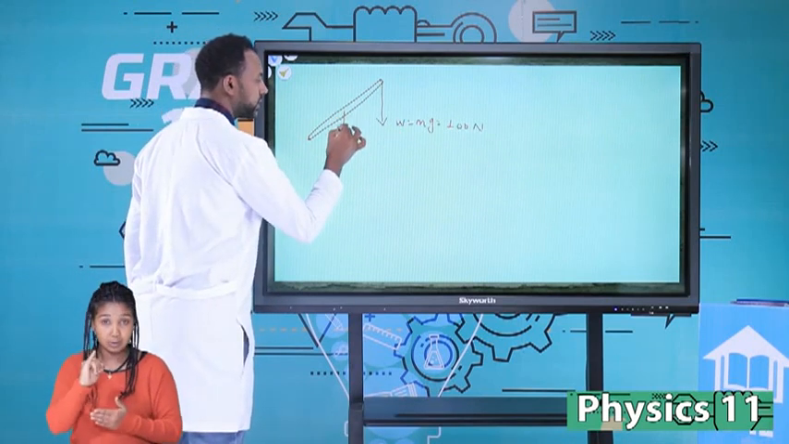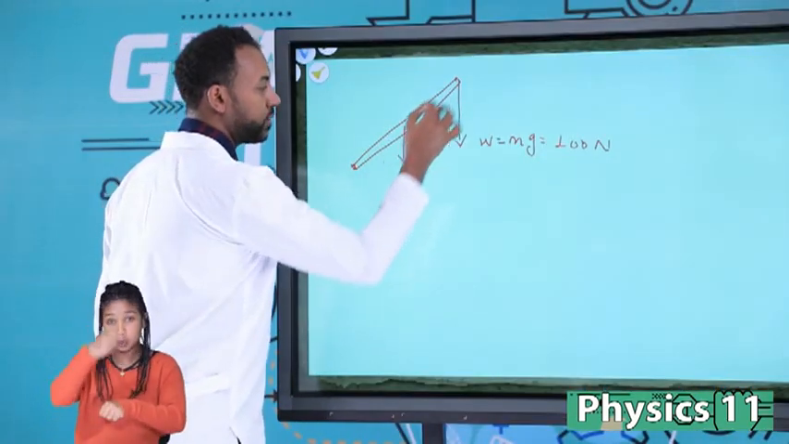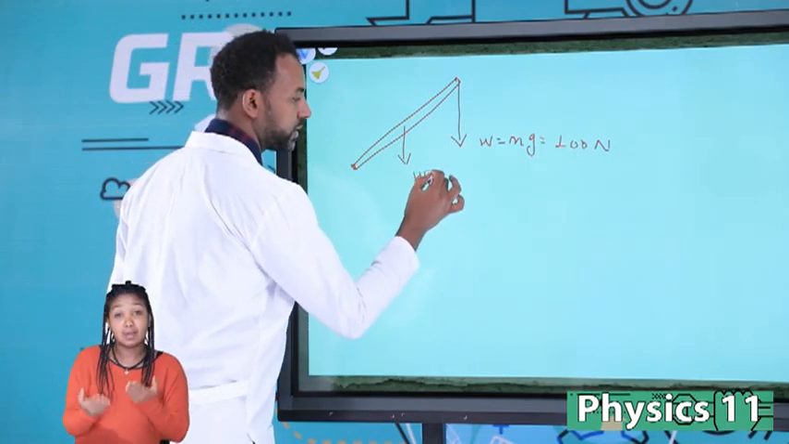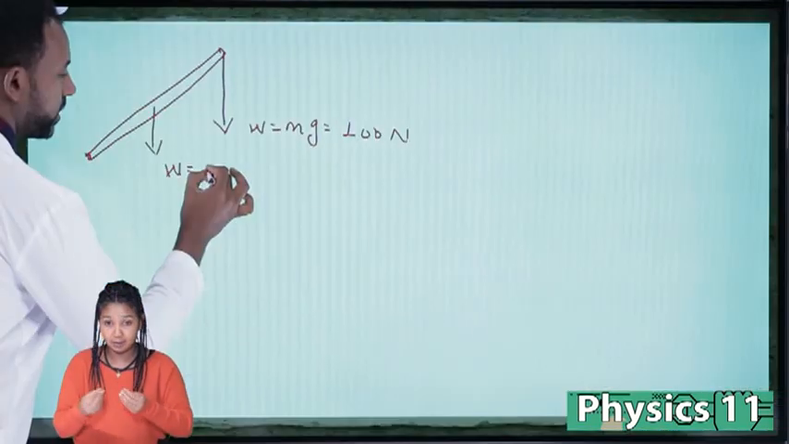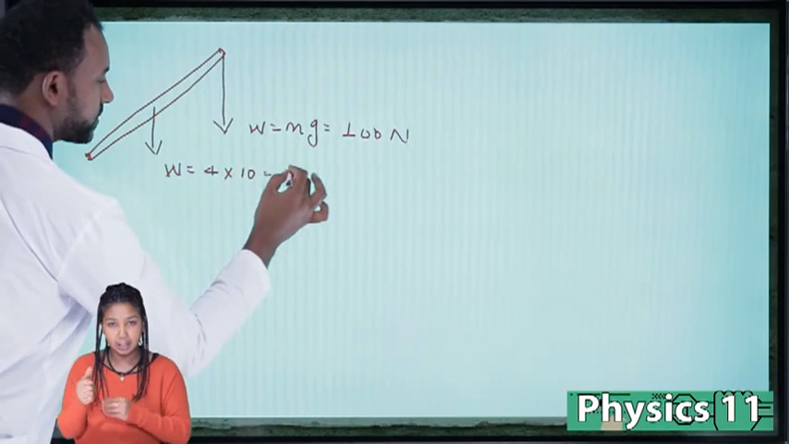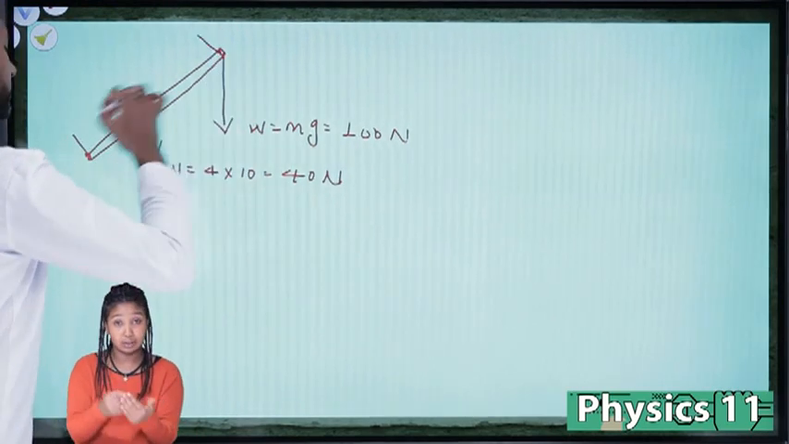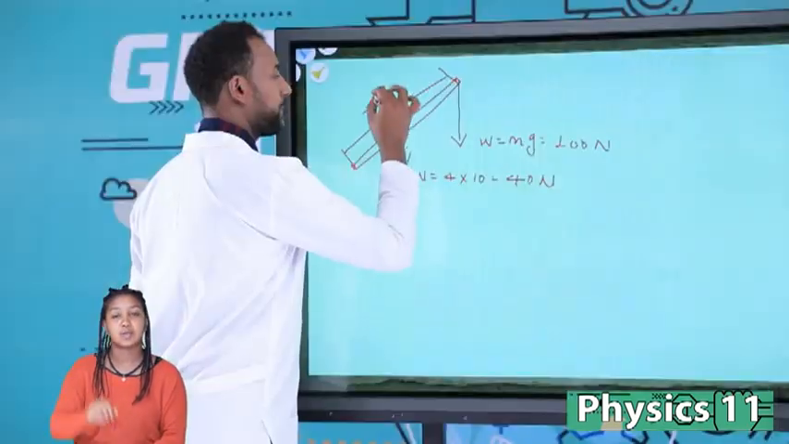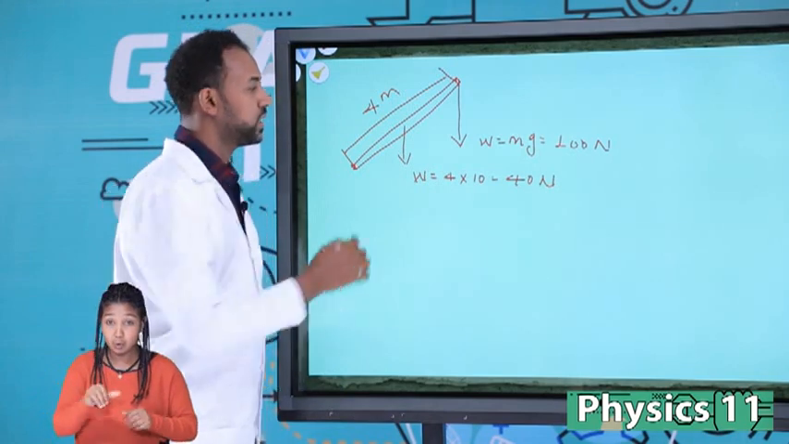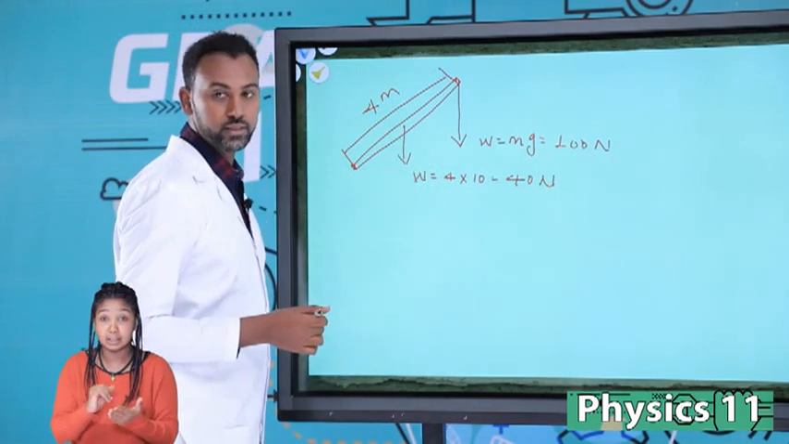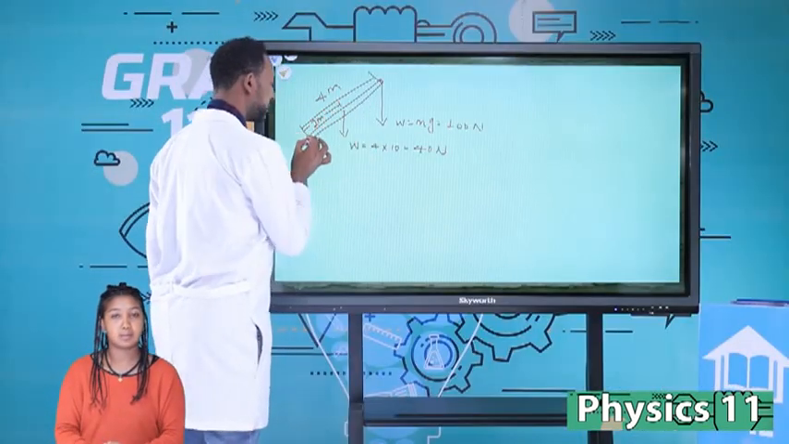The other concept here is that there is a moment of force exerted clockwise due to the weight of the bar itself. The mass of the bar is 4 kilogram, so mass times gravity gives us the weight. Therefore, 4 times 10 gives us 40 Newton. The distance from this to this was 4 meter. For uniform bodies, the center of mass, or the weight, is found exactly at the geometrical center. Therefore, it is 2 meters. This is our pivot point.